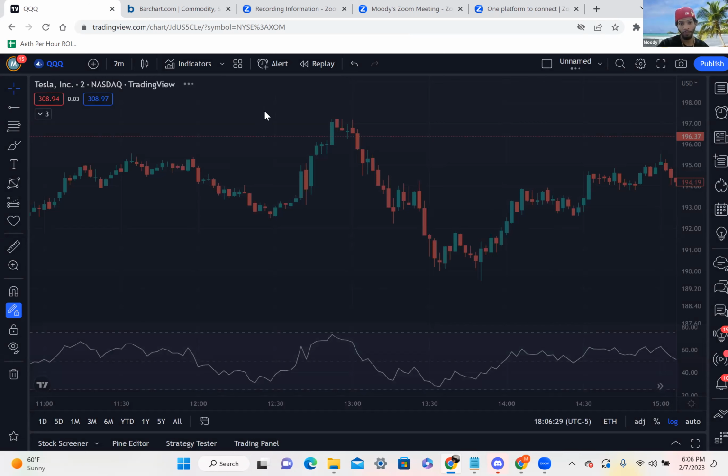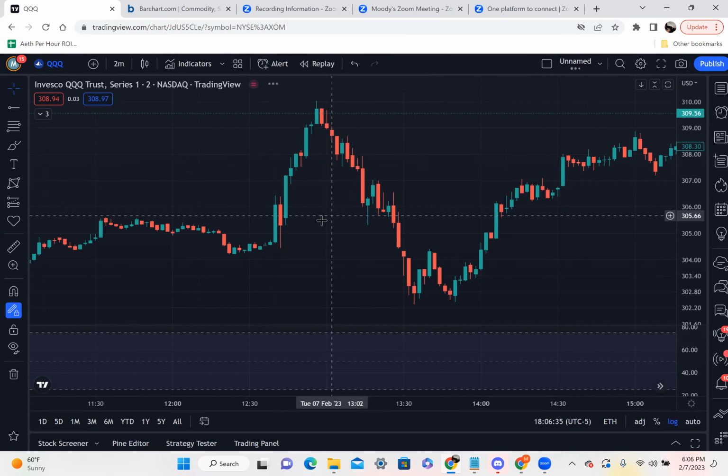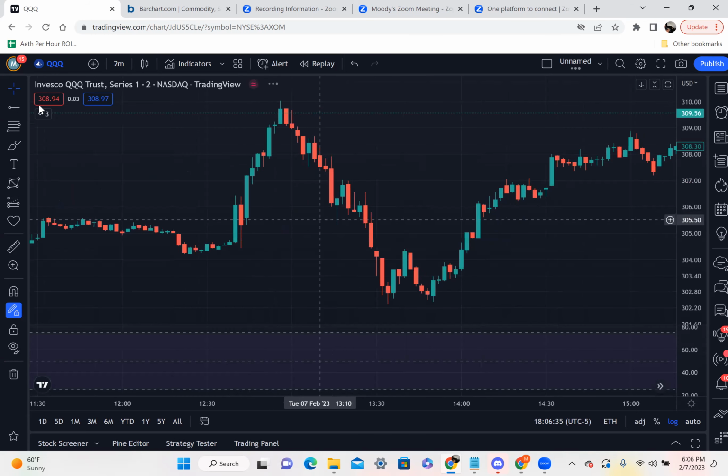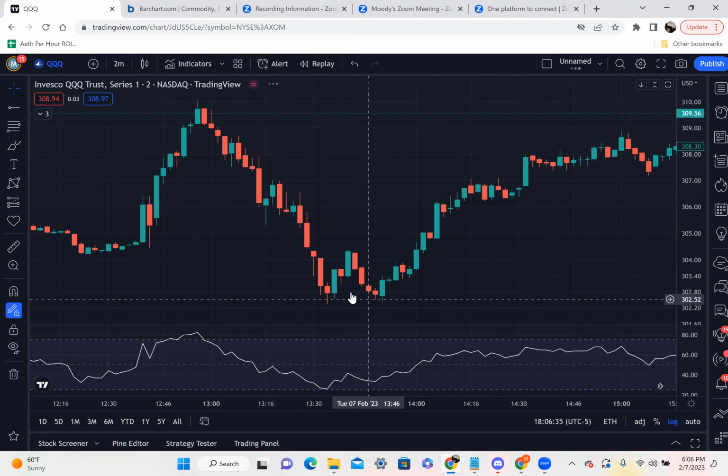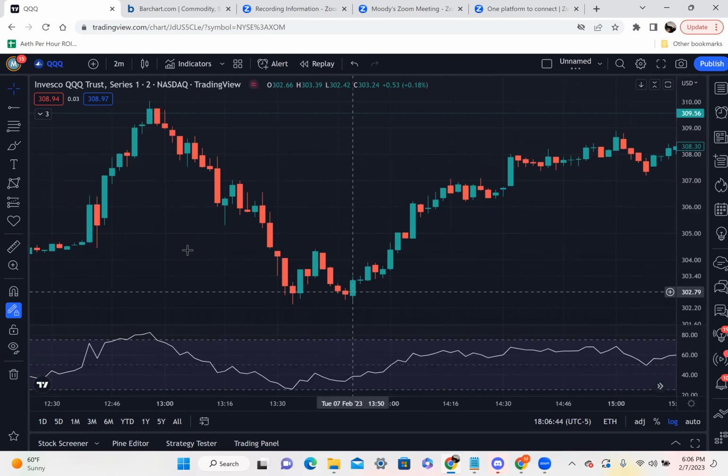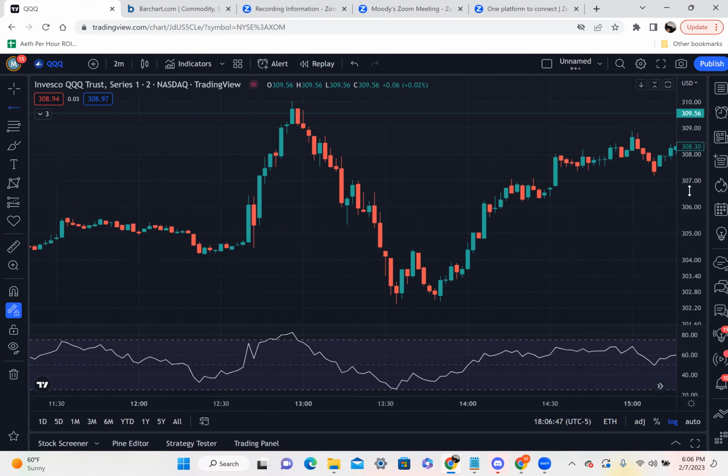Give it a second while this is loading. Does anybody have any questions on what we're going over right now, specifically on what Moody's covering or fair value gaps? Not about contracts or anything, but to help you in case you want to learn fair value gaps. Feel free to ask questions right now.